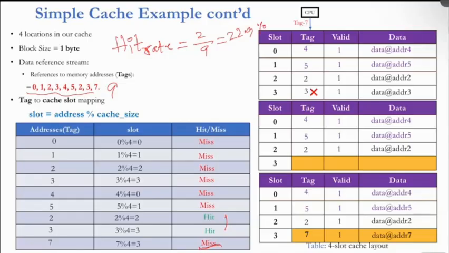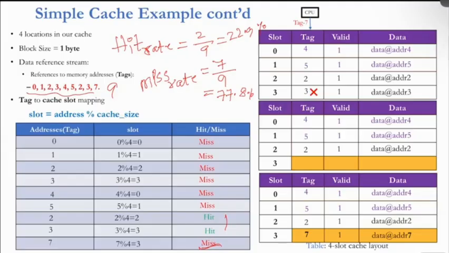And if you compute the miss rate, out of 9 times, 7 times the data is a miss. So what is the miss rate? It is almost 77.8%. So that is the miss rate.